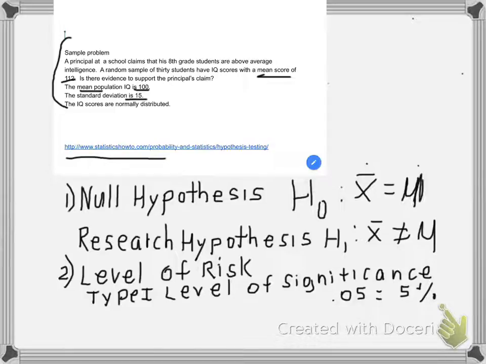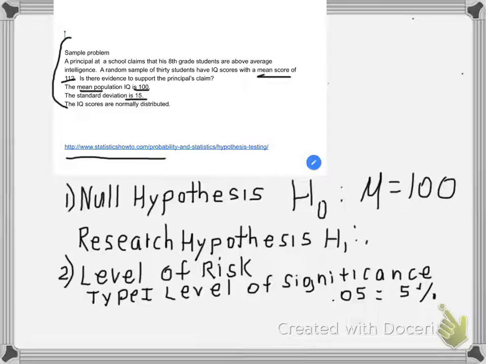Or actually, let's rephrase this information. We're going to say that the null hypothesis is going to state that my mu is going to be equal to 100, and my research hypothesis is that my mu will not be equal to 100.